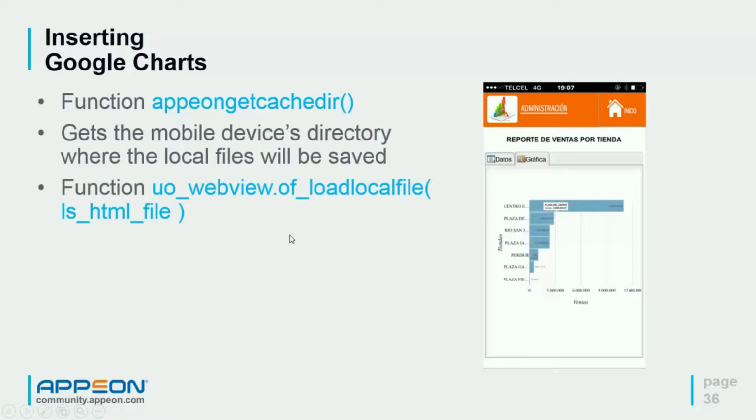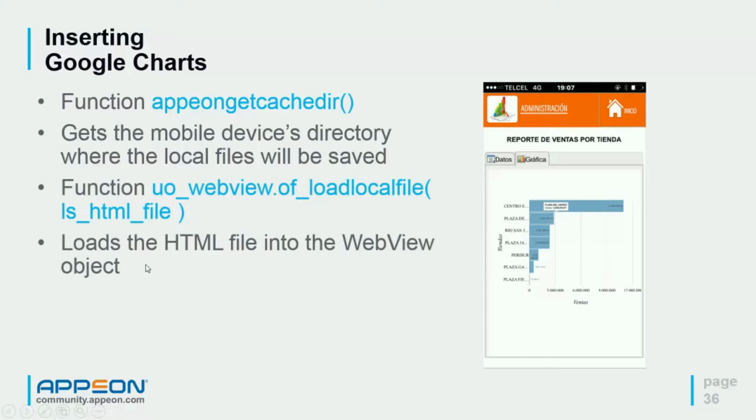What files are you going to need? Well, you need 3 files. You need the HTML file, you need the cascade style sheet file, and the JavaScript file. And the function that you need to call for the WebView object is load local file. The load local file, basically, is asking you for the HTML file in our case.